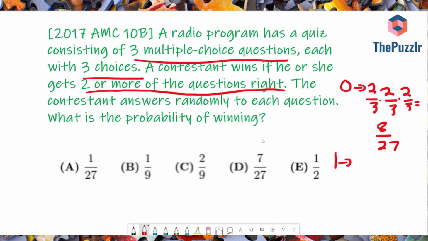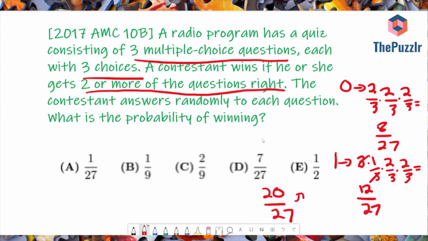1 question right, the probability of that happening is, first you have to pick which question was correct. There's 3 choices to pick. And then the probability of getting that question correct was 1/3. And for the other 2 questions, you have 2/3 times 2/3 since they must be wrong. So 3's cancel out. This gives us 4 over 9. Or I'm just going to convert the denominator to 27 just so we have the same denominator. So that's 12 over 27. So 8 over 27 plus 12 over 27 gives us 20 over 27.